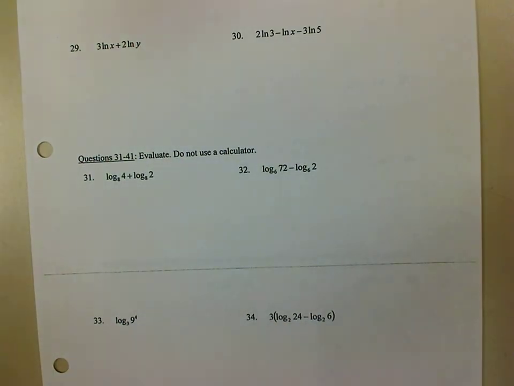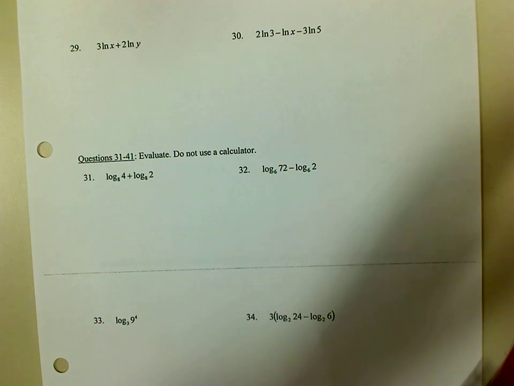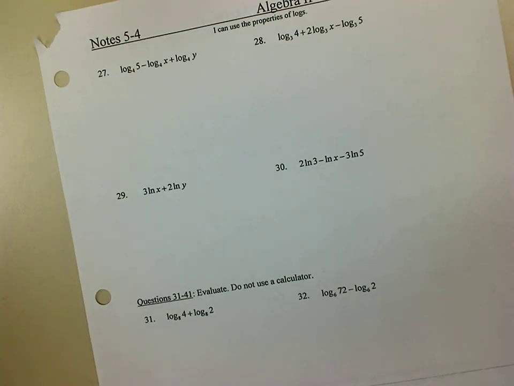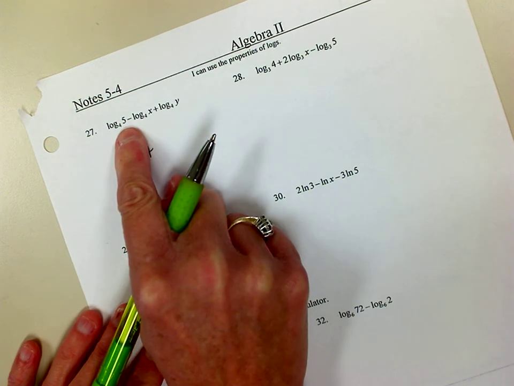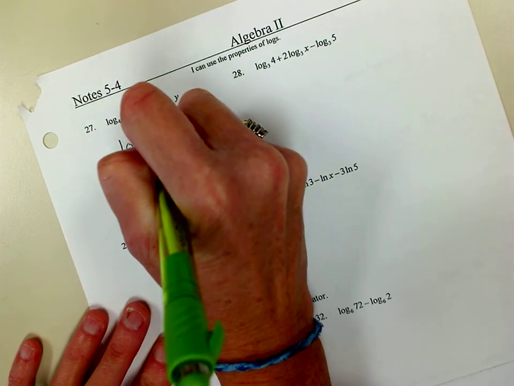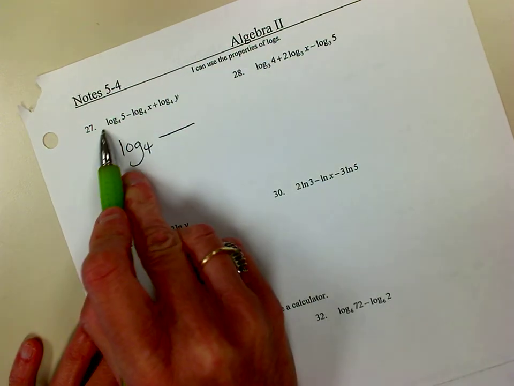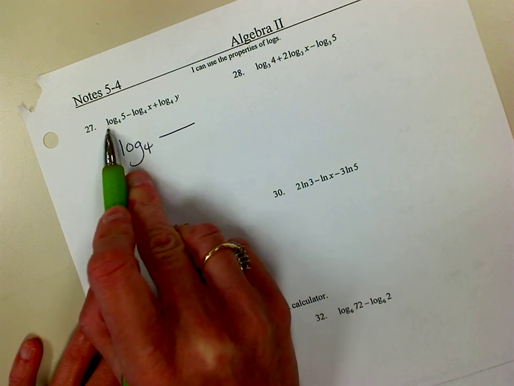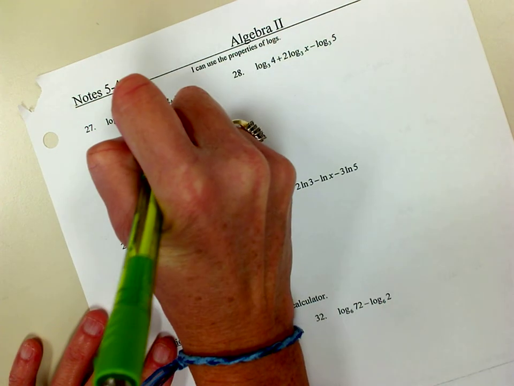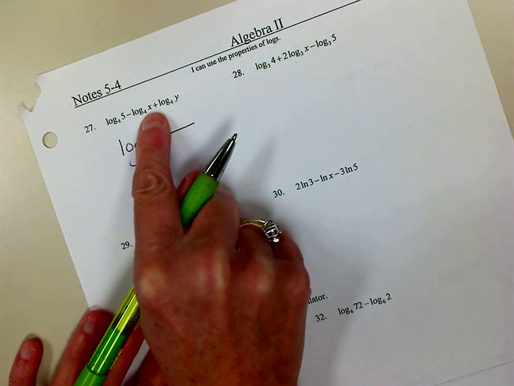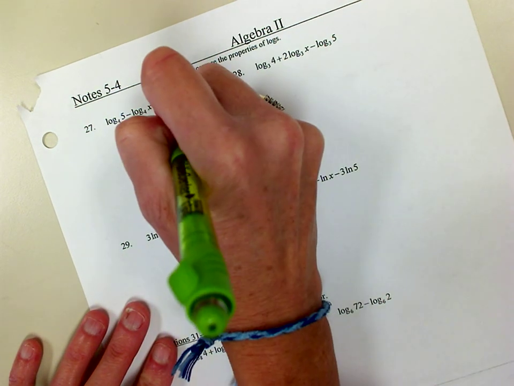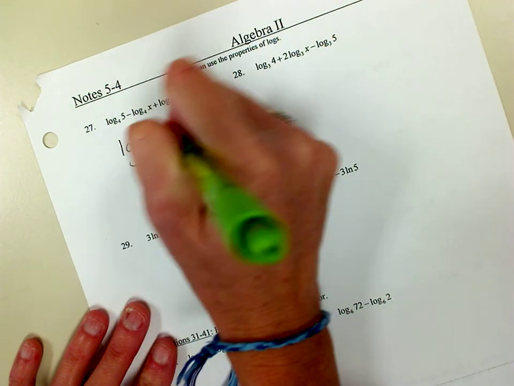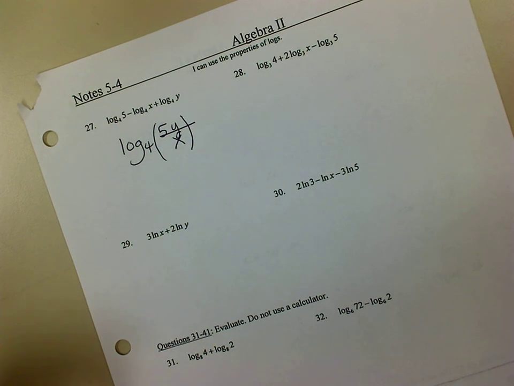Okay, we're still condensing. So I need to condense to log base 4. If I have a subtraction sign, that means division's going on. I don't have any exponents. Now the 5 is going to go on top. The x is going to go on the bottom because there's a subtraction sign in front of it. And then y is going to go on top because there's an addition sign in front of it. So that's my answer to 27.